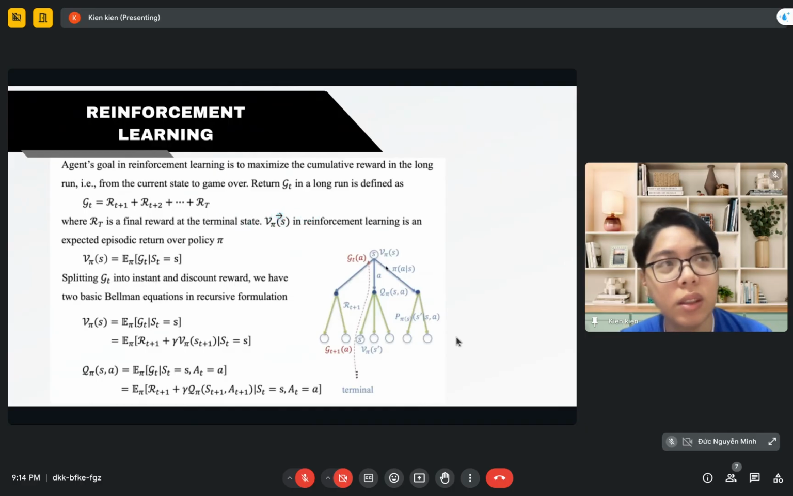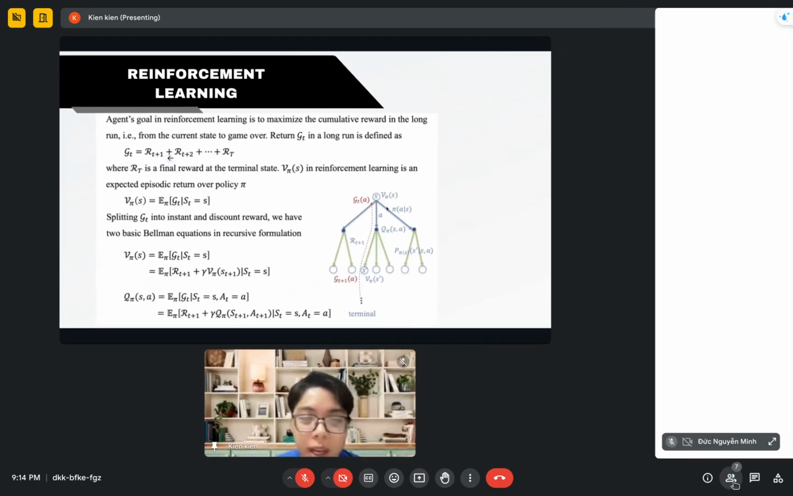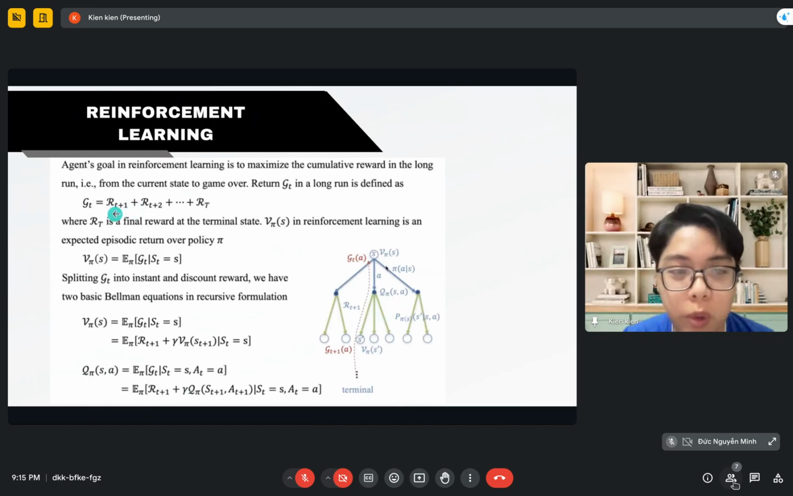The problem that we need to solve in reinforcement learning is how we can maximize the rewards over the whole process, from the moment t to the big T, which denotes the terminal state, the moment that everything in the process ends, or you can say the game over moment.